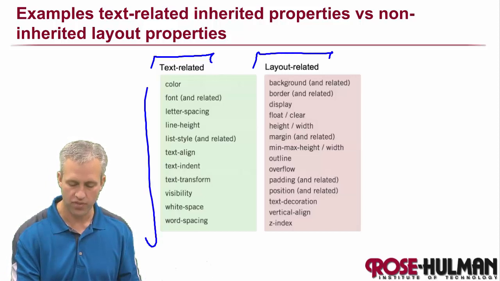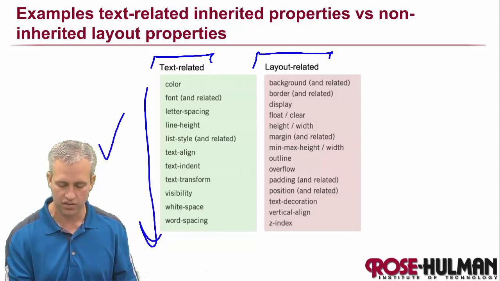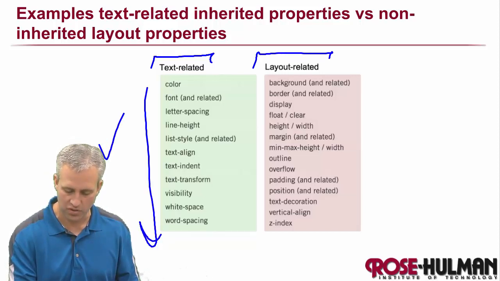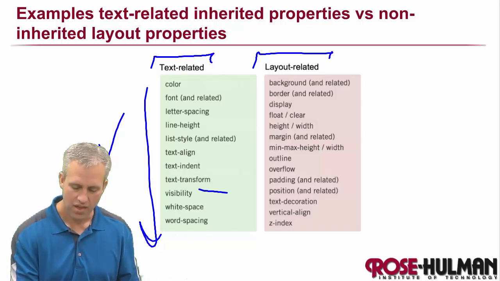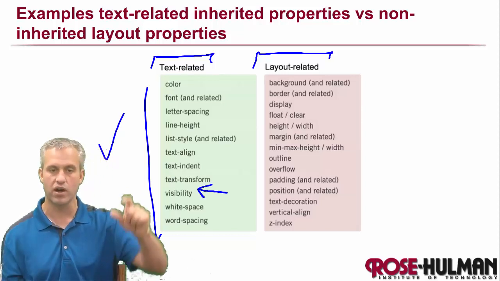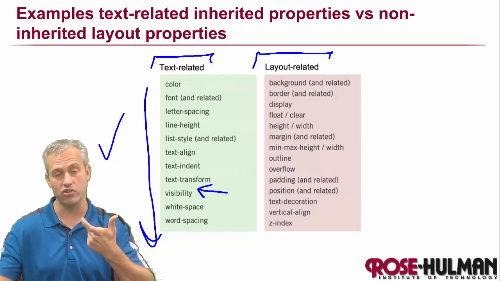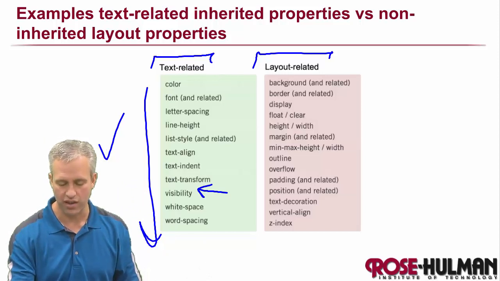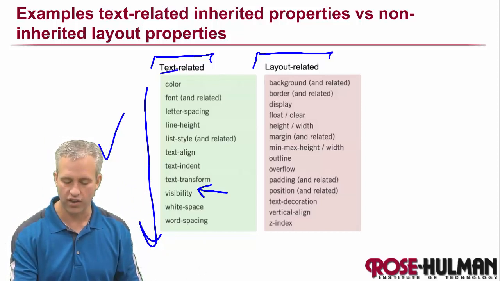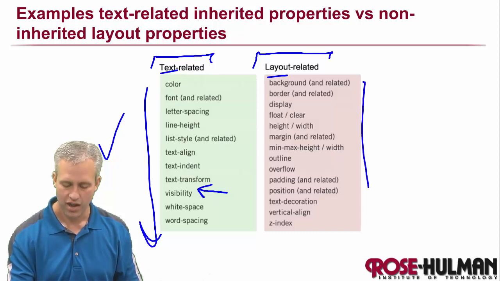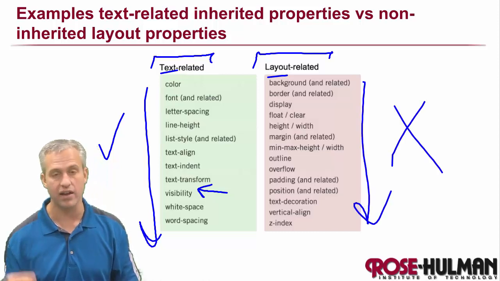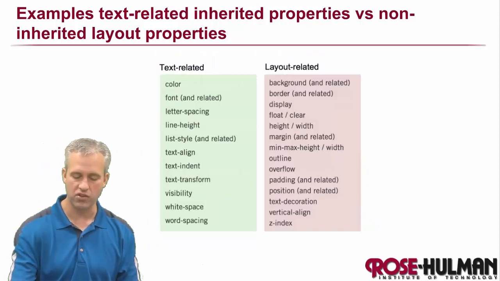Here are some examples of things that do inherit, and some of them might be surprising. I think visibility. That one's not really text related, but you can see why if you hide yourself, you want to hide your children too. So there are a few that break the rule, but text related or layout related is the best way to think about it, right? And these ones do not inherit through. I just wanted to mention those things.